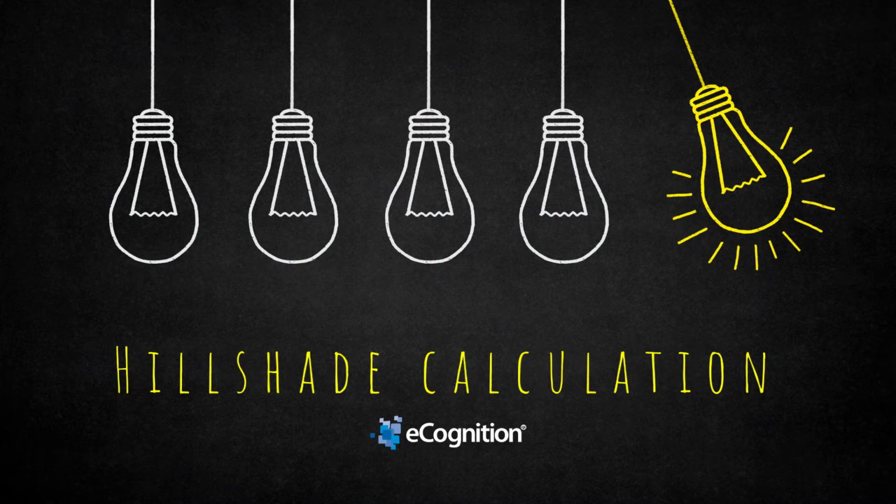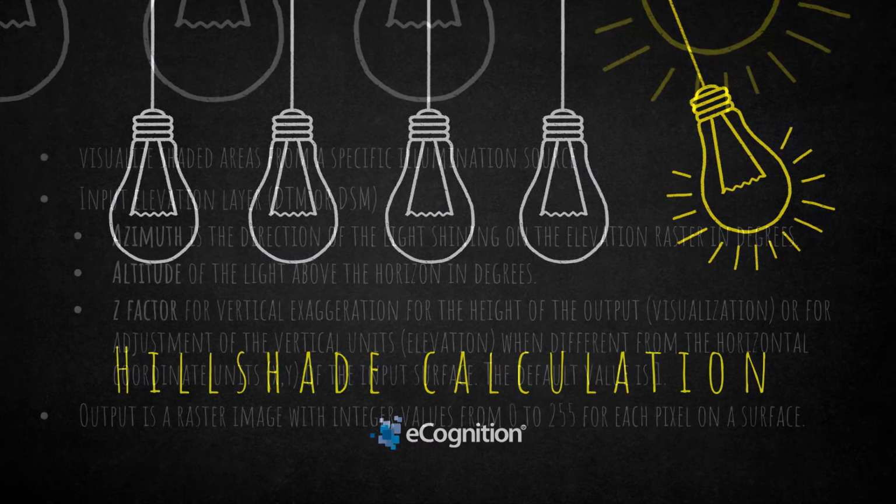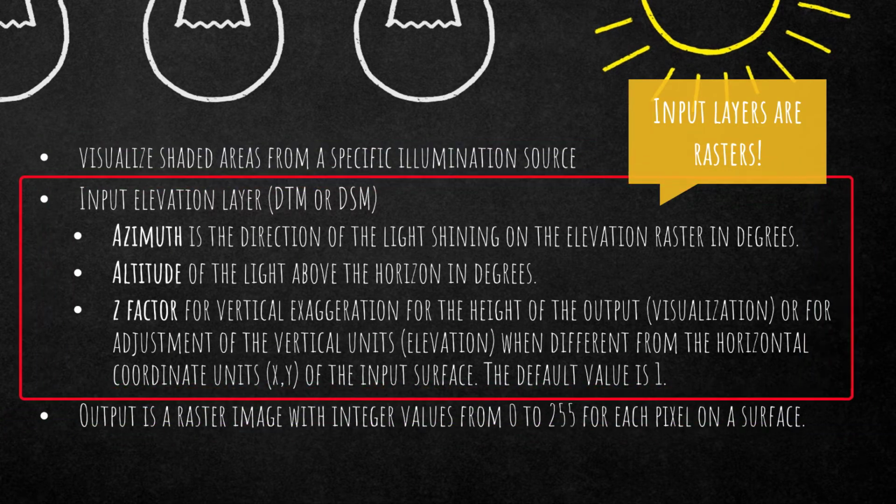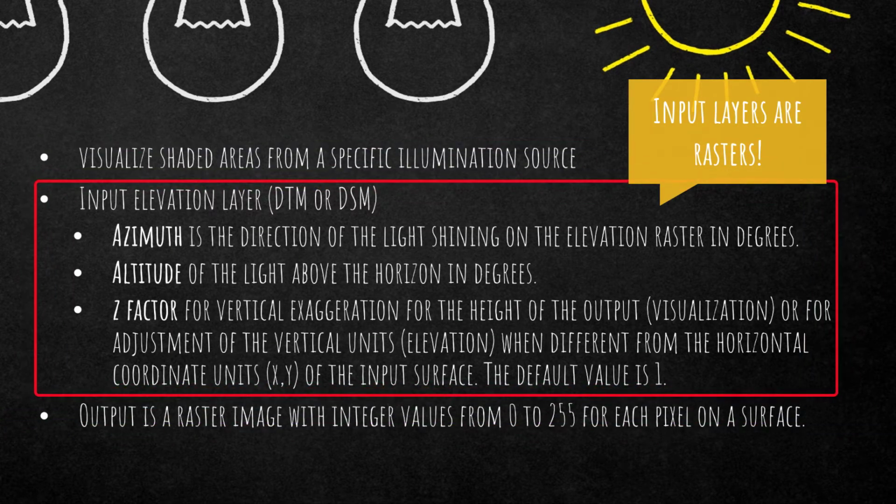Today we're gonna have a look at the Hillshade Calculation algorithm. What does it do? It visualizes shaded areas from a specific illumination source that you can define. The input elevation layer is just one grayscale layer, DTM or DSM.